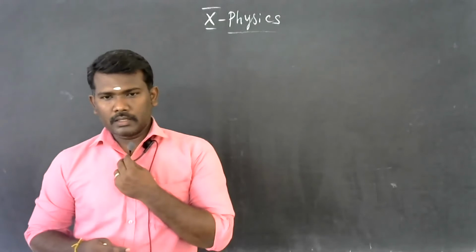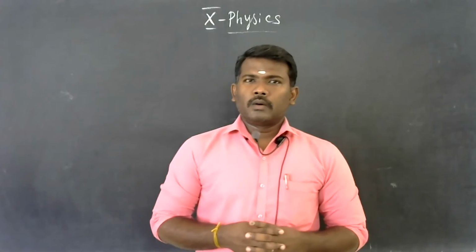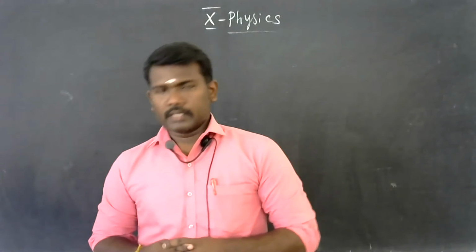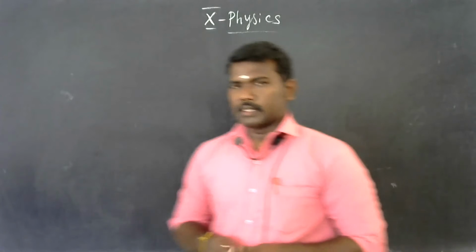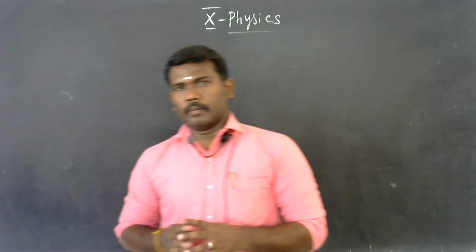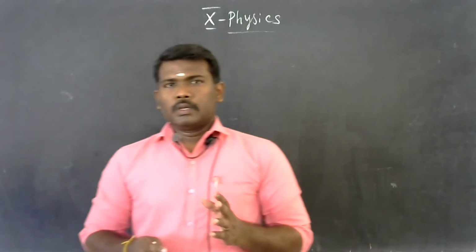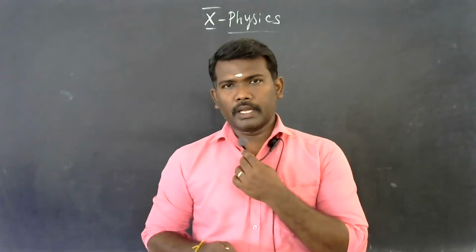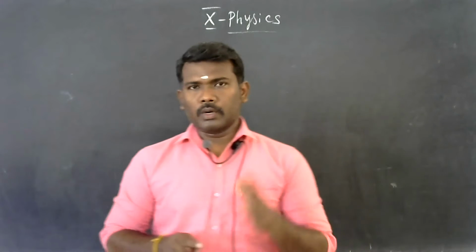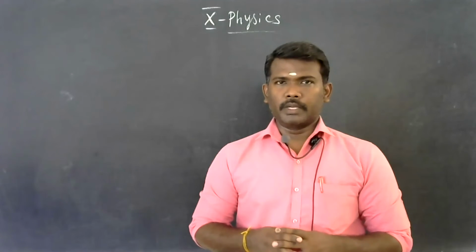In the previous class, you learned one of the interesting topics: what is meant by a lens. A lens is nothing but a transparent material bounded by two surfaces. Sometimes the two surfaces are both spherical, and some of the time one is a plane surface and the other is a spherical surface.